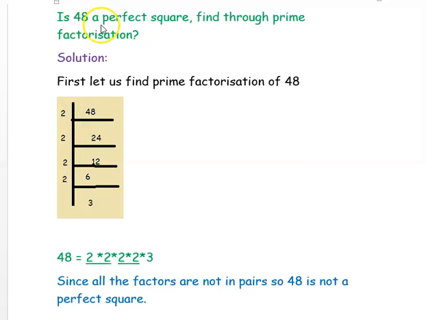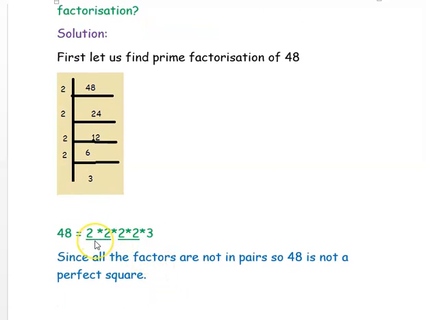The next question is, is 48 a perfect square? Find through prime factorization. Let's do the prime factorization of the number 48. 48 divided by 2 is 24. 24 divided by 2 is 12. 12 divided by 2 is 6. 6 divided by 2 is 3. Now we write the prime factors of 48. That is 2 times 2 times 2 times 2, four 2's, times 3.